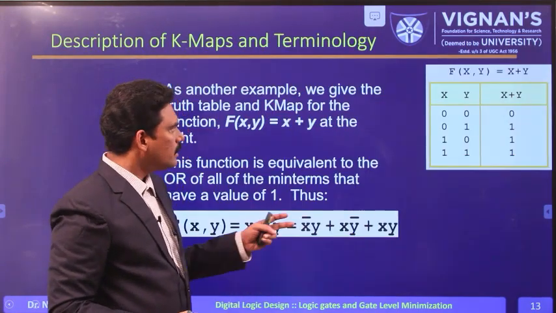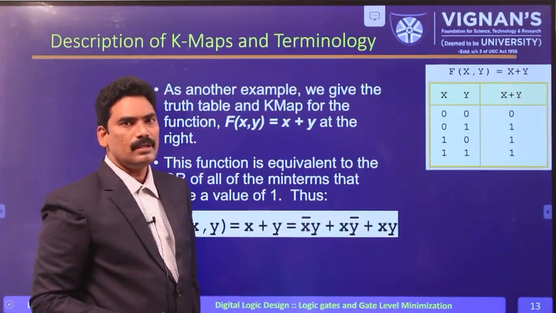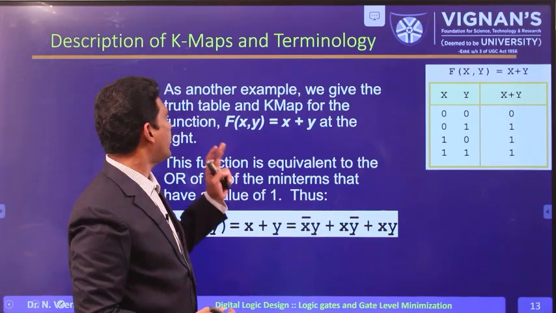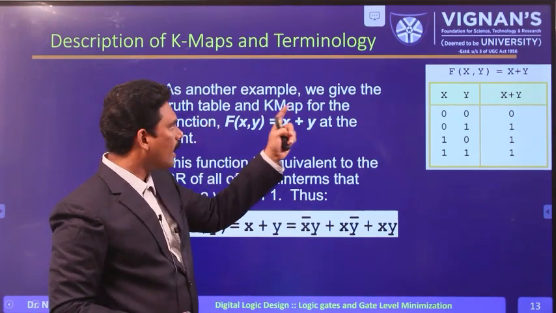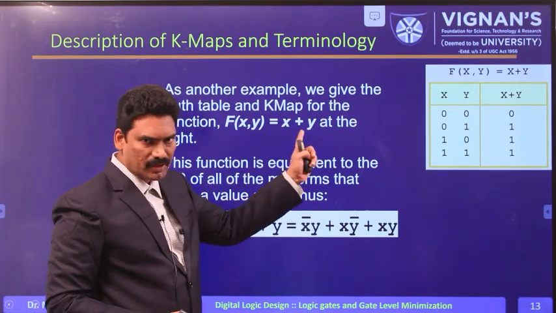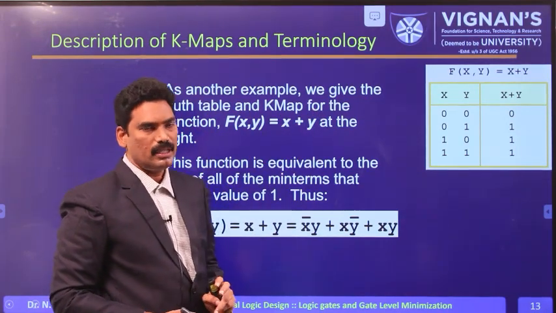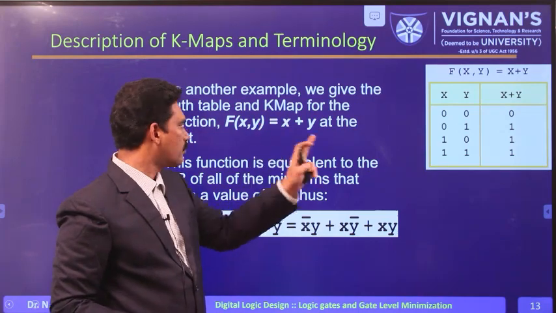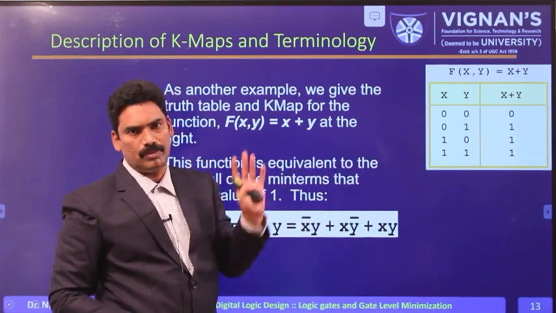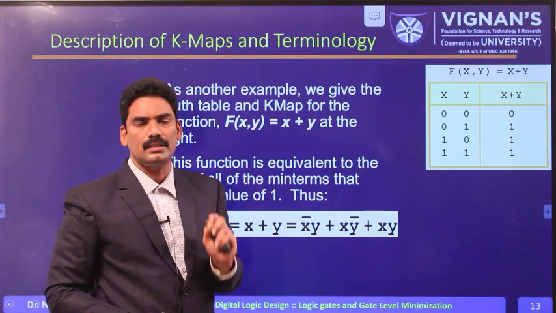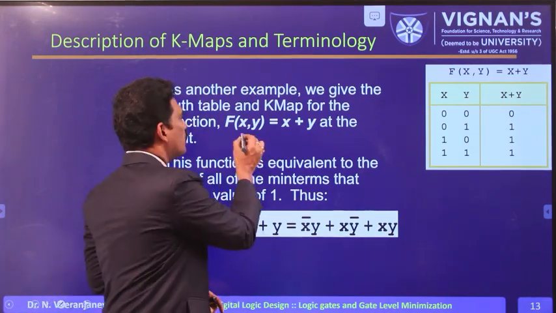So this is another 2-variable K-map. As another example, we give the truth table and K-map for the function f of xy is equal to x plus y. See here, this is one truth table. For that truth table, the expression is f of xy is equal to x plus y.